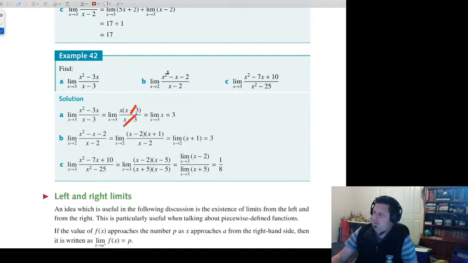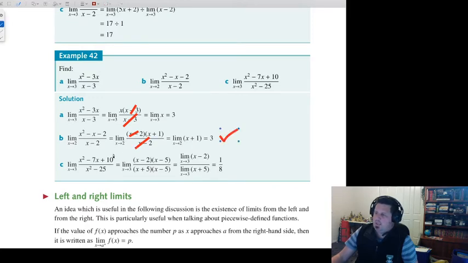Here we need to factorize the top line. It factorizes to x take away 2, x plus 1. Happy days, they cancel out, and we're left with the limit as x approaches 2 of x plus 1. Substituting 2 into there, it's going to be 3.